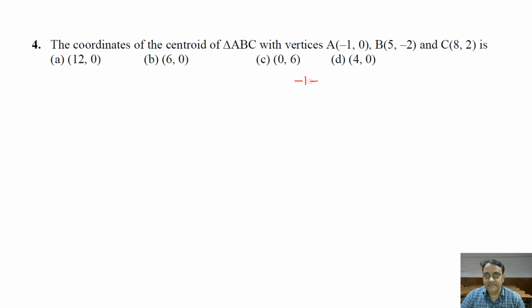So -1 plus 5 plus 8 by 3, right? So what are we going to get? 12 by 3. Is it visible? 4. Yes. So which option is correct? Option D. Option D, right. Did you understand? Yes, sir. Since the x coordinate is different in all options, definitely the x coordinate I got, 4, will be the one with the correct answer.